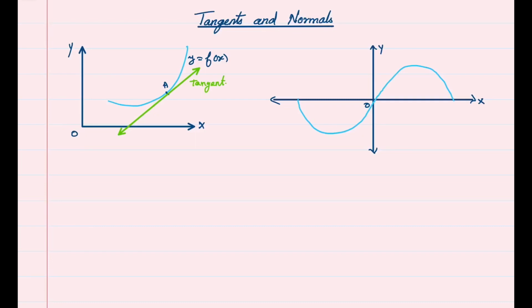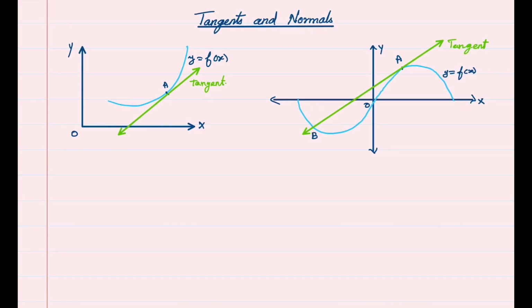Let us see the next graph, y equal to f of x. It is a sine graph. We will draw a tangent at the point A, just touching the curve at A. But if you see, this tangent line intersects the curve at another point B.